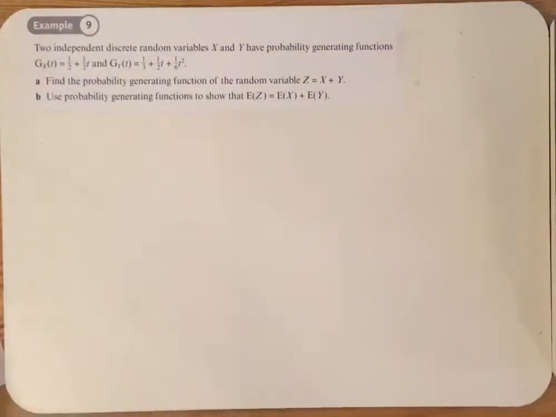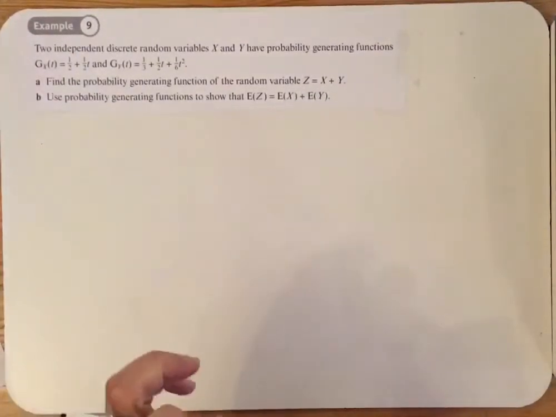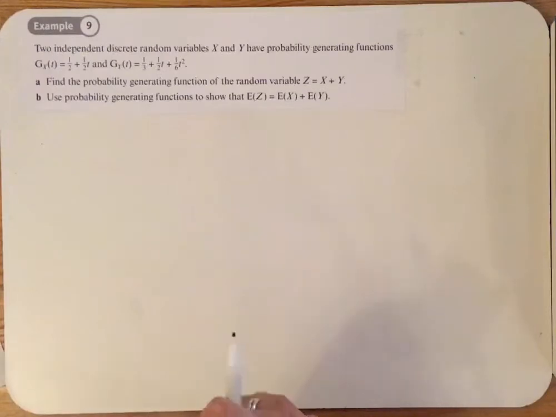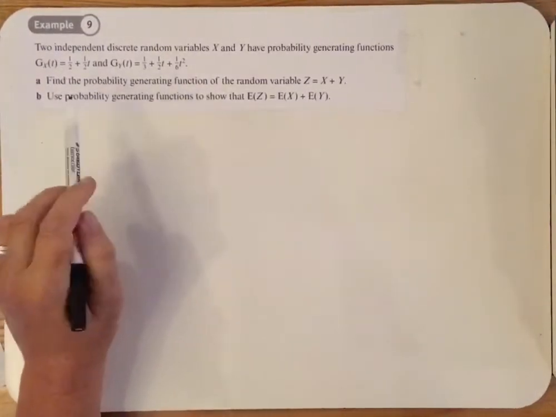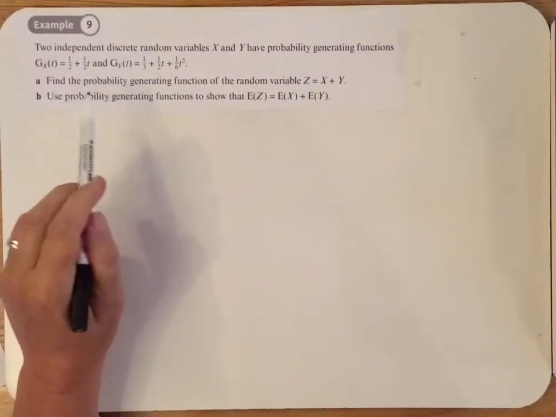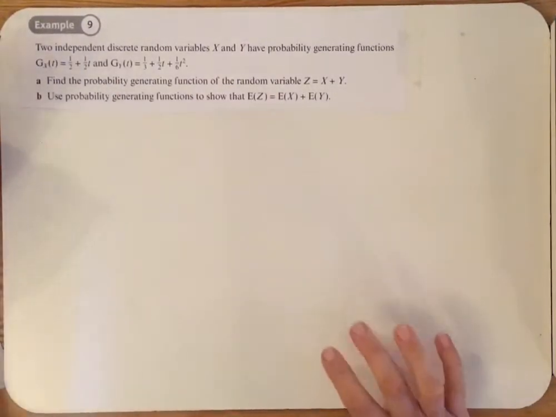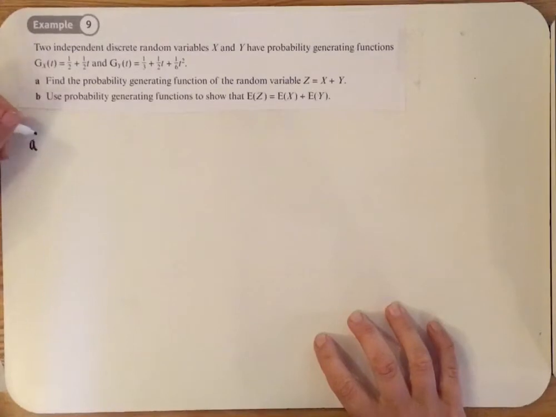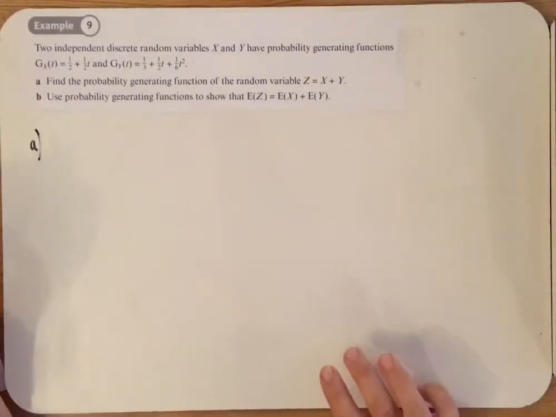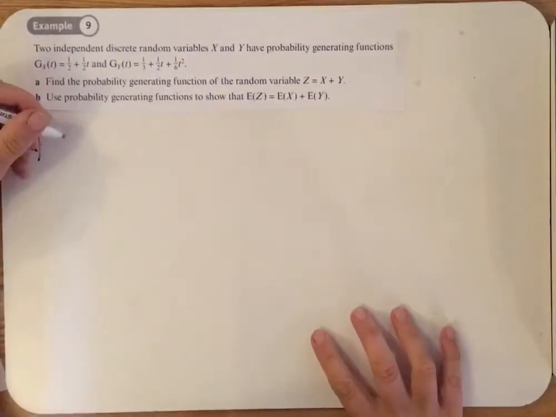Okay, so I'll go for one example. So we've got two independent discrete random variables x and y with the following probability generating functions. We want to find the probability generating function for the sum of x and y. And again, this example is in your book, so you're welcome to have a look in there as well.